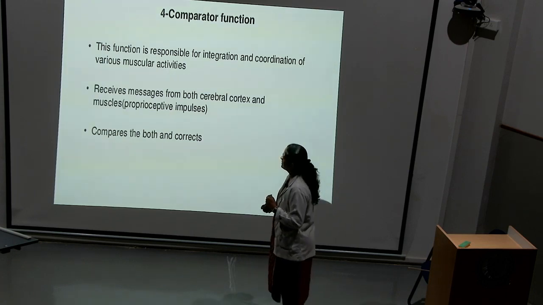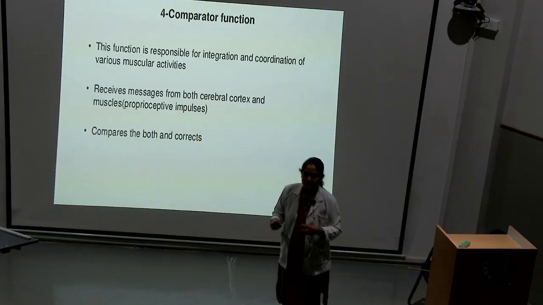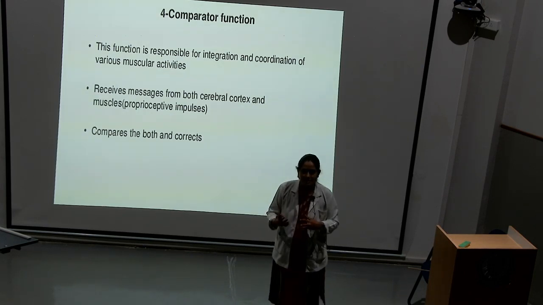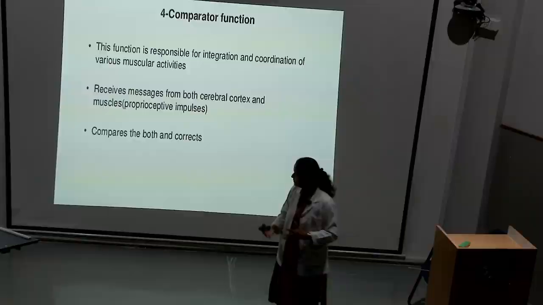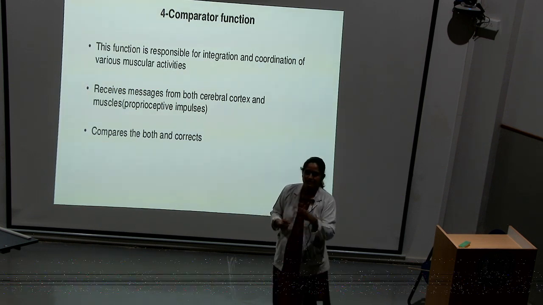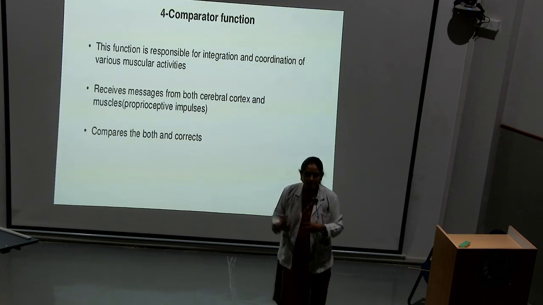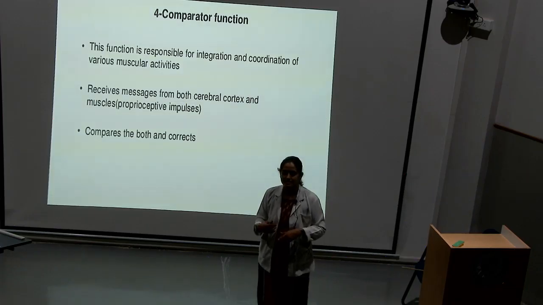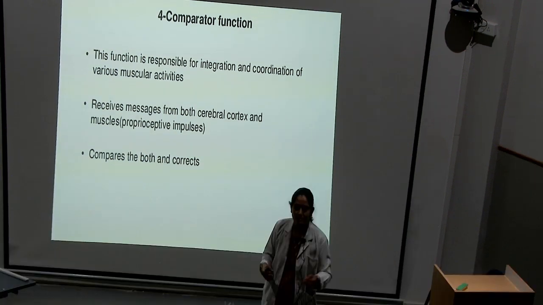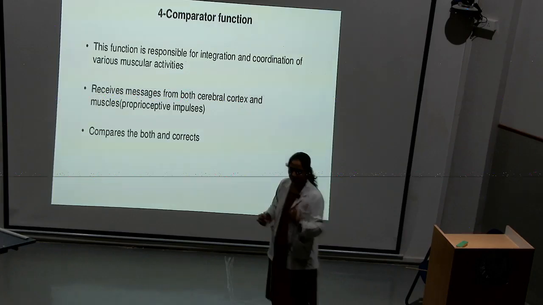Then the comparator function is responsible for integration and coordination of various muscular activities. This is done by receiving impulses from both the cortex and the periphery. It compares whether the input received from the sensory or peripheral part is correct, and whether the cortex has interpreted it properly and given an appropriate response. If the response is not appropriate, correction signals are sent back. You should imagine how functional your body is, that this all occurs within microseconds. You are able to react to all these things.